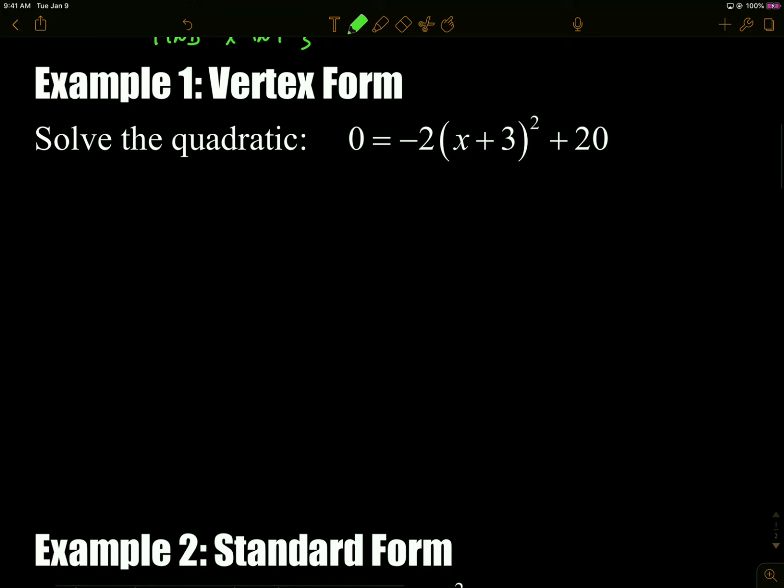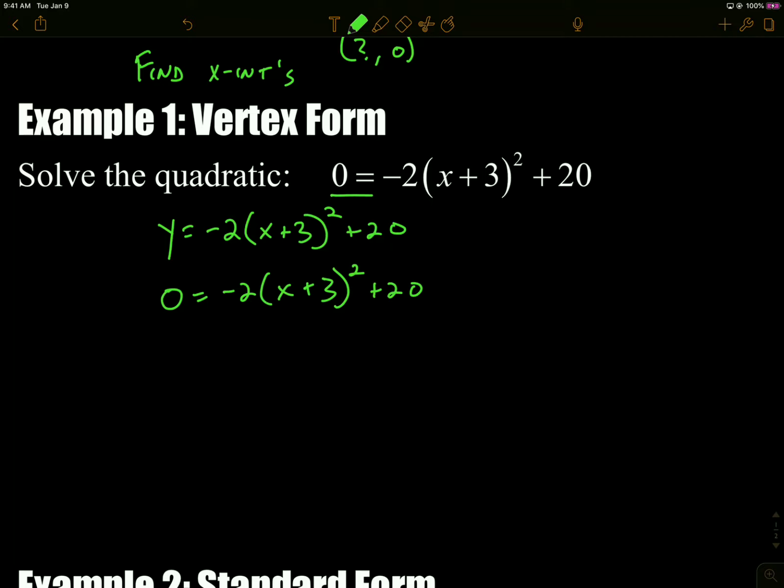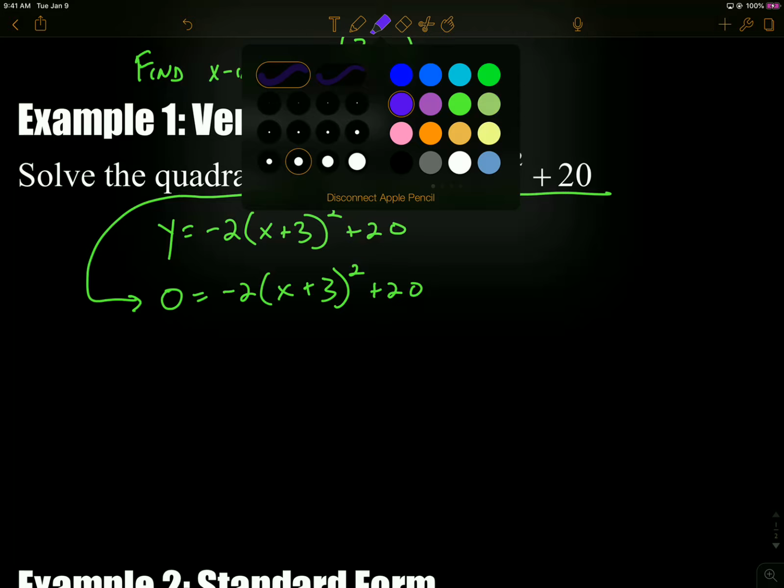So example 1: what if the quadratic were in vertex form? If we had y equals -2 times the quantity x plus 3 squared plus 20, and I wanted to find the x-intercepts, I would plug in 0 for y and solve. I'd just like to show you where this comes from, why there's a 0 plugged in there. Okay, so let's say we're looking for the x-intercepts. How do we solve for x when it's in vertex form? That one's a little bit easier to do than the others.